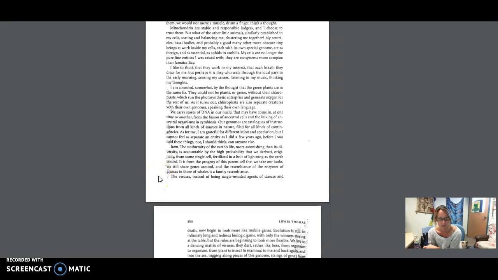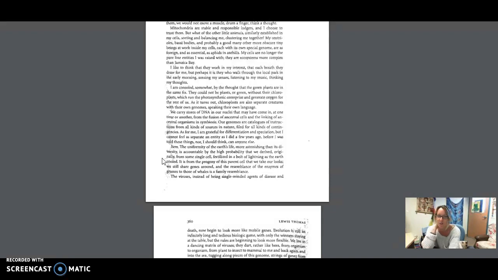Item, the uniformity of the Earth's life, more astonishing than its diversity, is accountable by the high probability that we derived originally from some single cell fertilized in a bolt of lightning as the Earth cooled. So I've heard that idea, this whole being derived from a single cell, which is amazing.